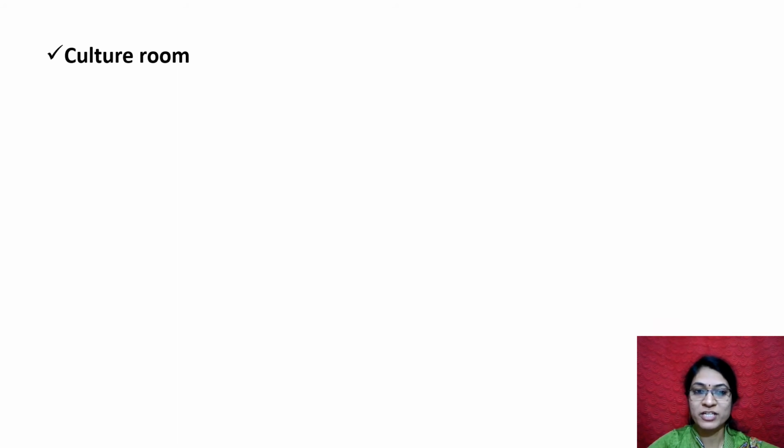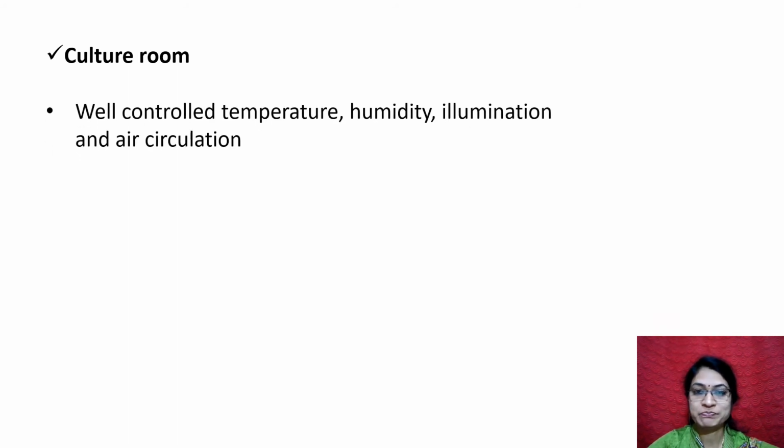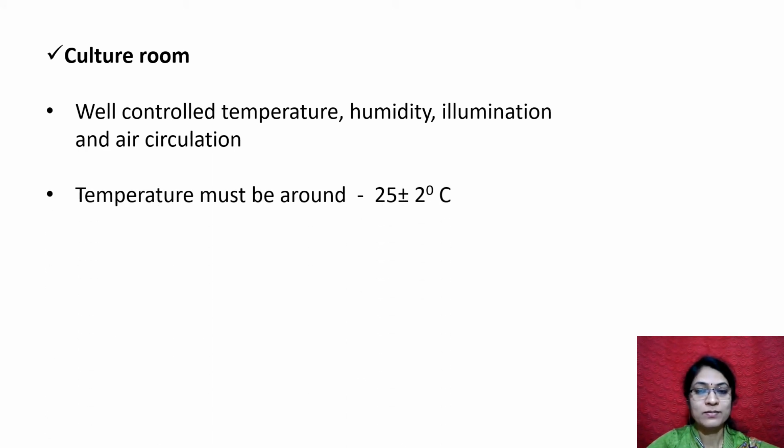The most important area is the culture room. After inoculation, we bring all the culture tubes and bottles to this room, where the growth of the plantlets will take place. Hence, the culture room must be equipped with all the necessary factors. Well-controlled temperature must be there, humidity, illumination and air circulation.